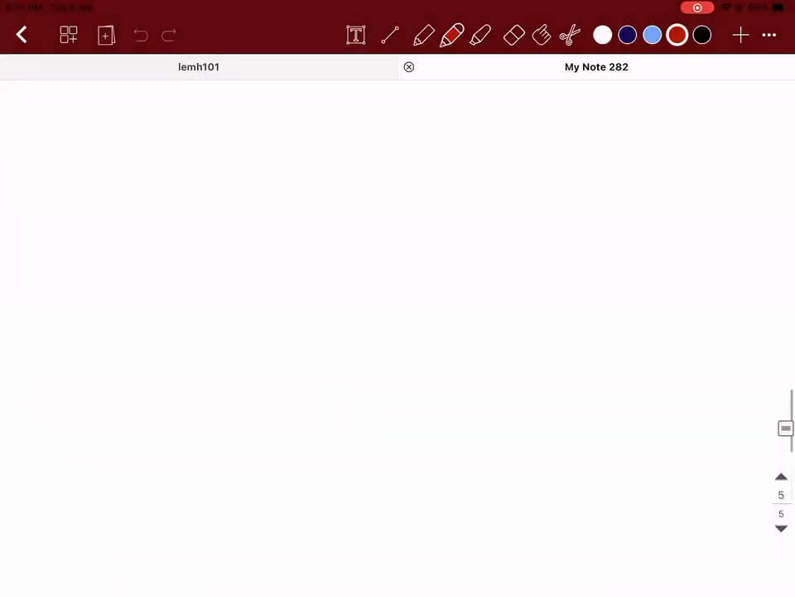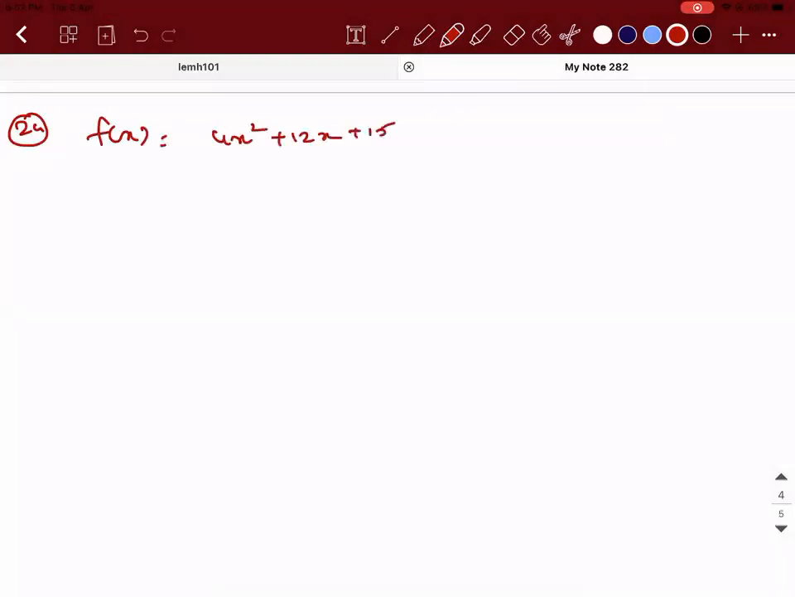Listen to this carefully. So, what is the question? Correct. To find the range, what did I say? Put y is equal to 4x square plus 12x plus 15. Find x in terms of y. So 4x square plus 12x plus 15 minus y is equal to 0.